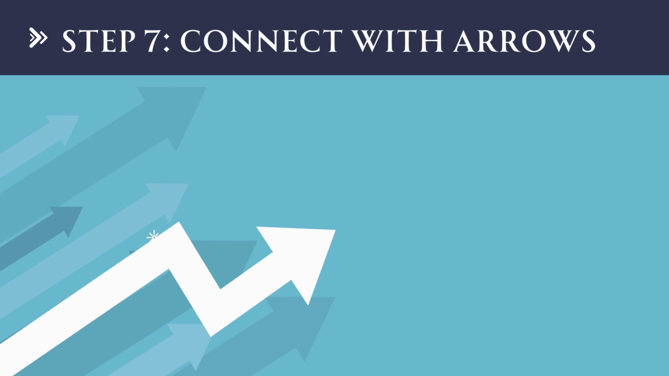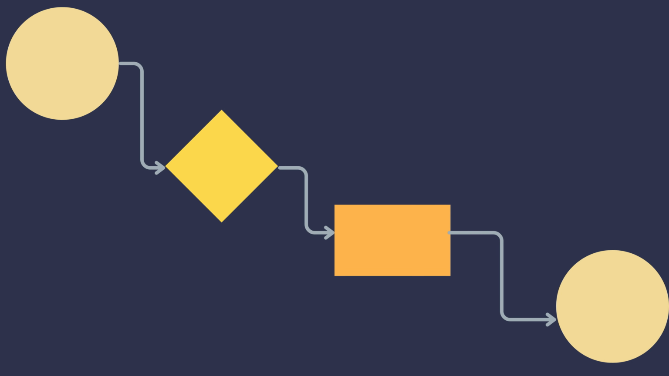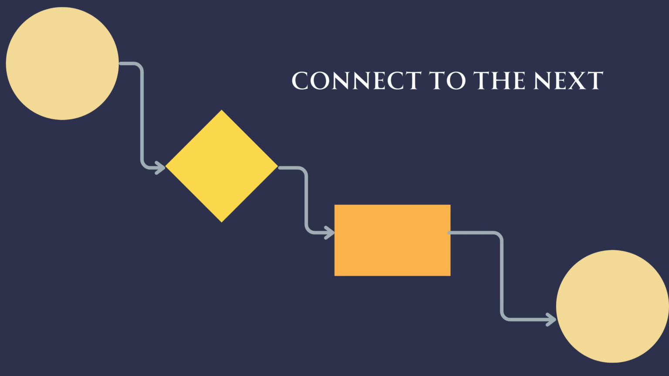Step 7. Connect with arrows. Connect symbols with arrows to show the flow of the process. Ensure each step logically connects to the next.